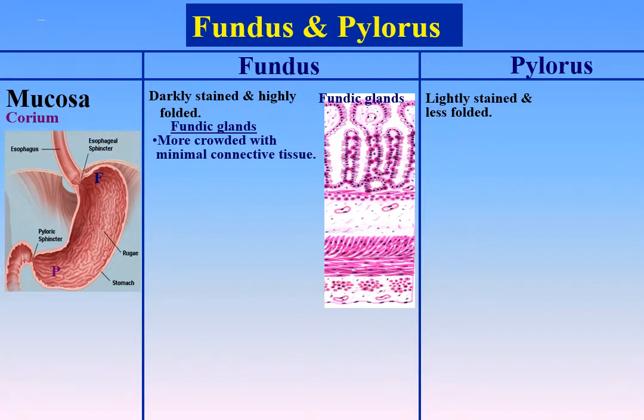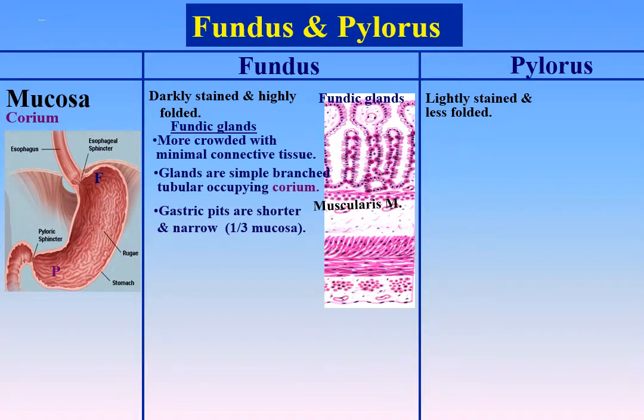The glands are simple branched tubular, occupying the whole thickness of the mucosa, till muscularis mucosa. Gastric pits are shorter and narrow, about 1/3 of the mucosa. The glands are lined with mucous, peptic, oxyntic, argentaffin, and stem cells.